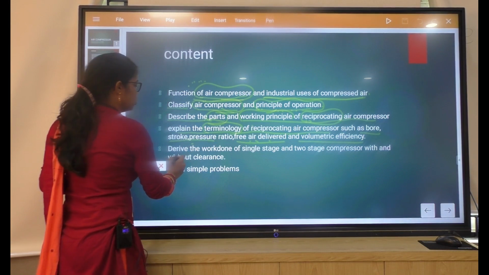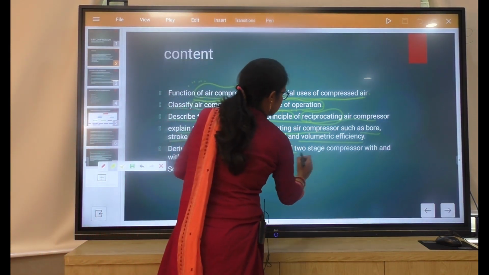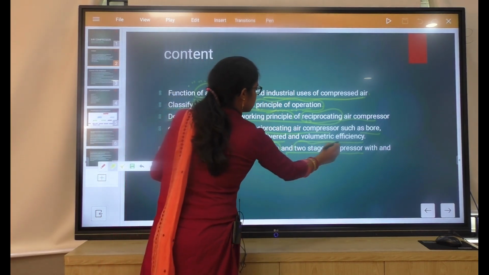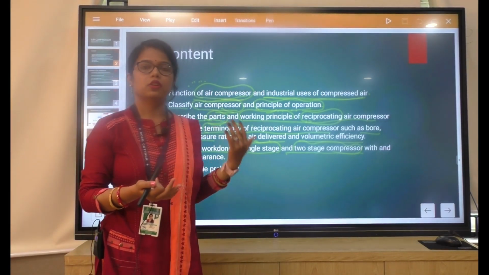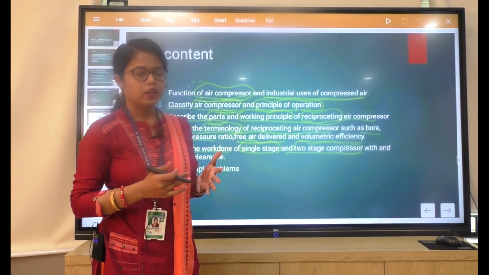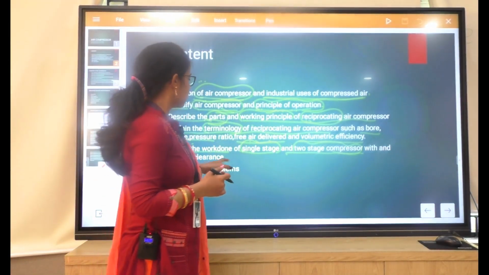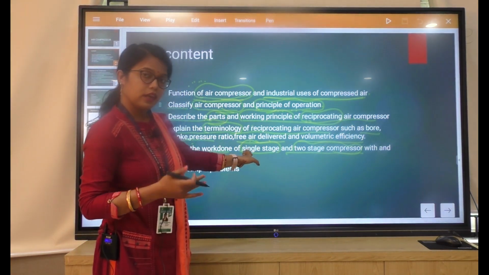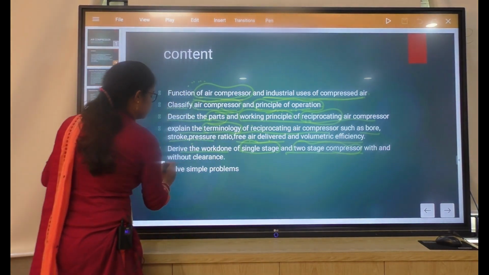Then we derive the work done of single stage and two stage air compressor. Single stage and two stage. Coming to the staging of air compressor, why we need staging, what is the application of it, what is the cost of it, and what is the principle behind the multi-stage compressor. Definitely I will explain about the single stage and also the multi-stage compressor with and without clearance.